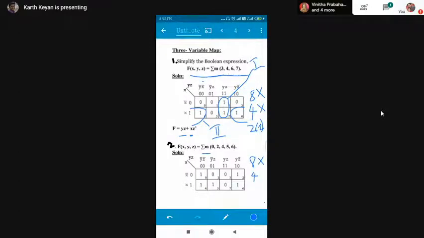We have to take these two corners. Then we have to check whether any one is missing. Yes, one is missing. Is it possible to cover one more 4-cell group with this 5? No, sir. Then you move on to the 2 cells. A 2-cell group is applicable. We have to take it like this: this is 1 and this is 2.